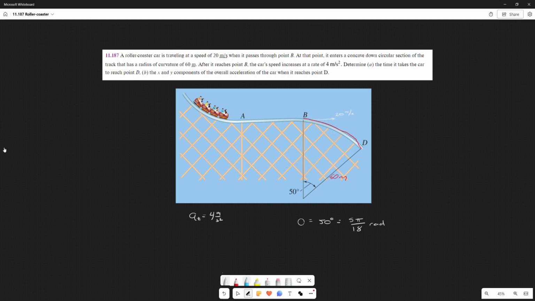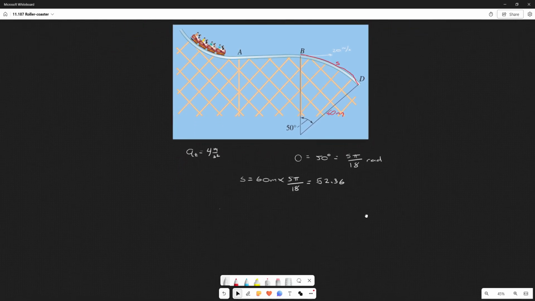So therefore, if I call the distance traveled, or the path length, S, the path length traveled by the roller coaster as it goes from B to D, S will be the radius, which is 60 meters, times that 5 pi over 18. And so the path length that I find is 52.36 meters. So that's the distance that the roller coaster has to travel in going from B to D.